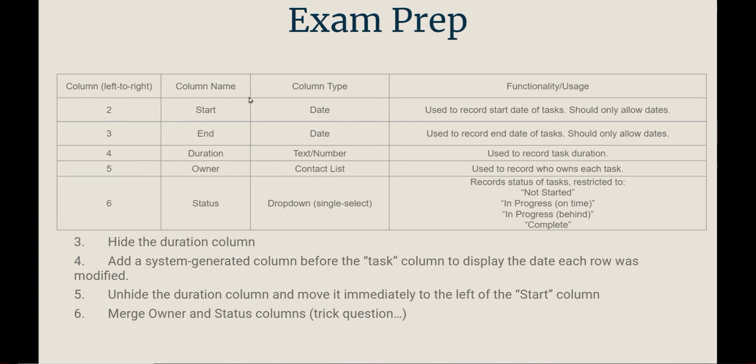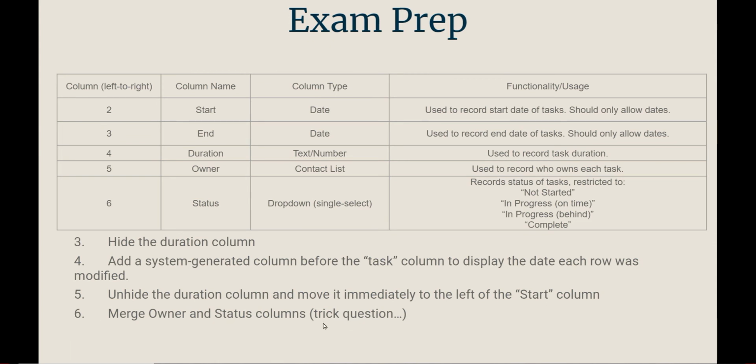Name them accordingly. Make them these types of columns. And this is just to explain what they're going to be used for. And then continue on down here with these instructions. Hide the duration column. Add a system-generated column before the task column, which we're going to name the primary column, the task column, to display the date each row was modified. Unhide the duration column and move it immediately to the left of the start column. And then merge the owner and status columns.